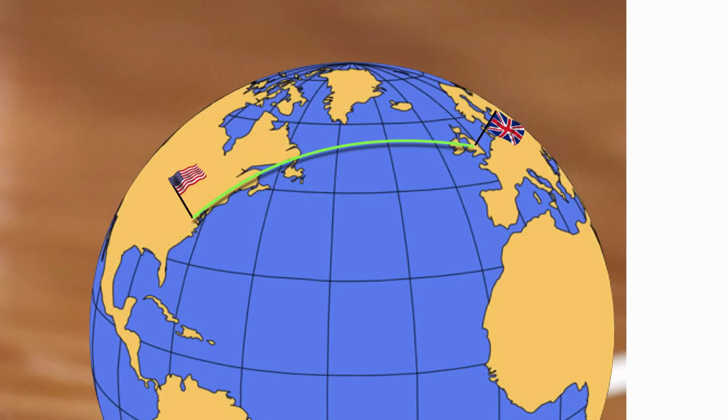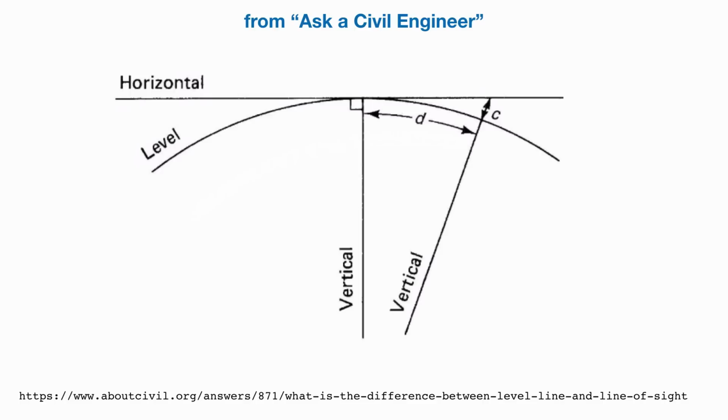This green line is also known as a level line, a concept that surveyors know very well. Here's a diagram from a question and answer from a civil engineer where the question was, what's the difference between line of sight and a level line? Note that vertical is a local phenomenon, always perpendicular to level where you are.